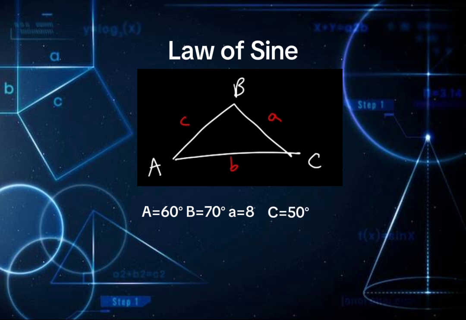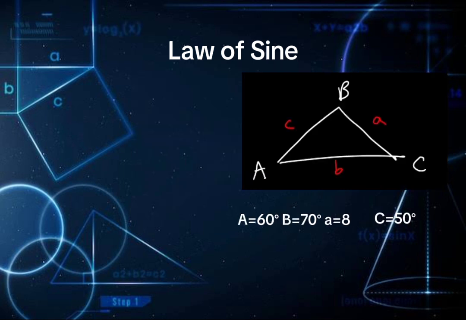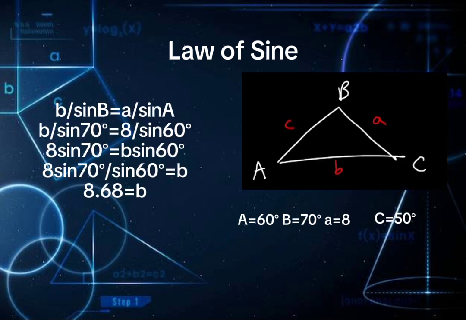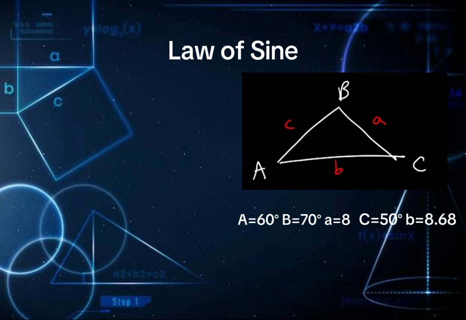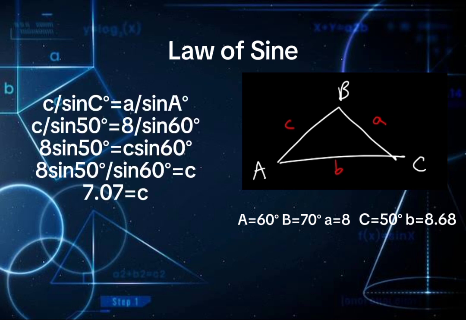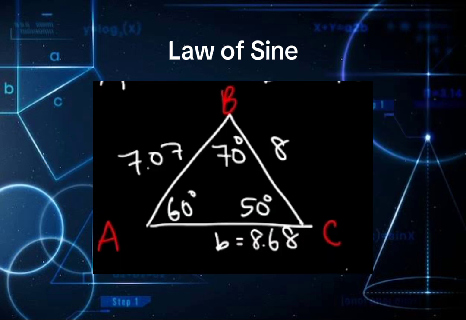So how would we find the missing sides? First, we need to solve for side B. And using the law of sines, we can solve for side B as you can see here. Having solved for side B, we can now proceed to solve side C. And using the law of sines, we can get the value of side C, which is 7.07. And this is how the triangle looks.